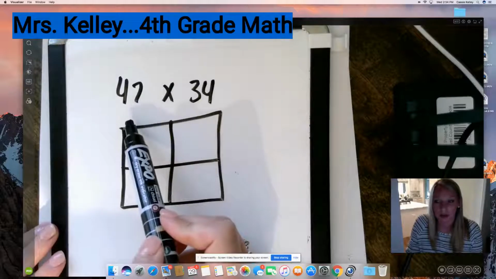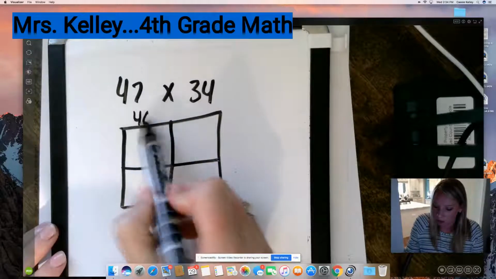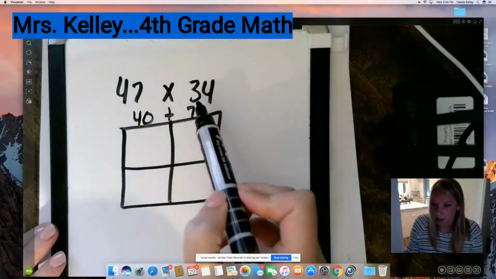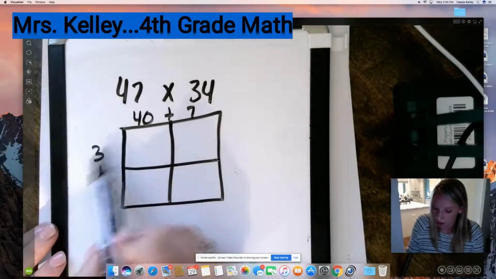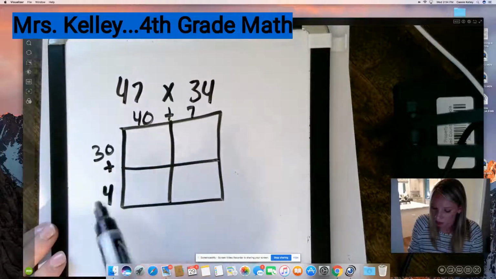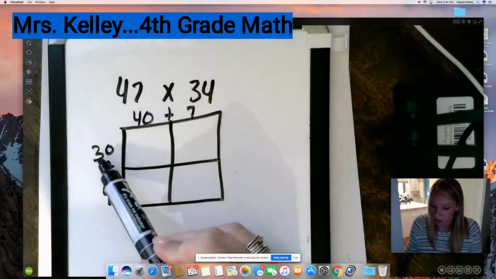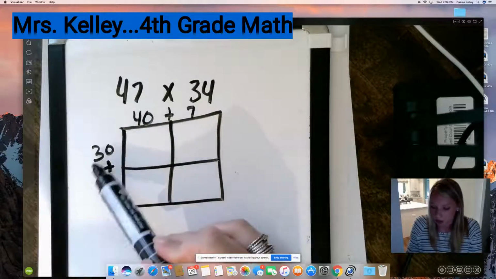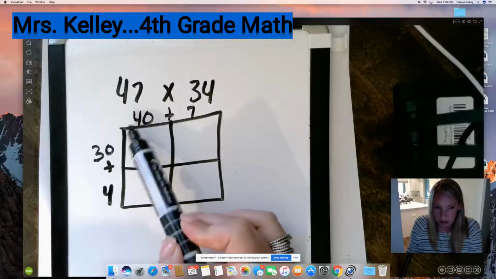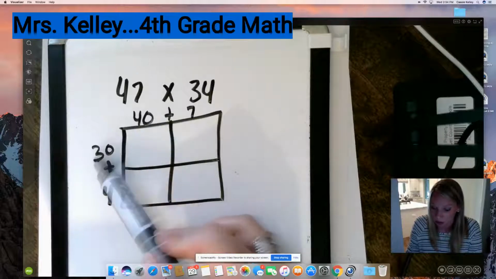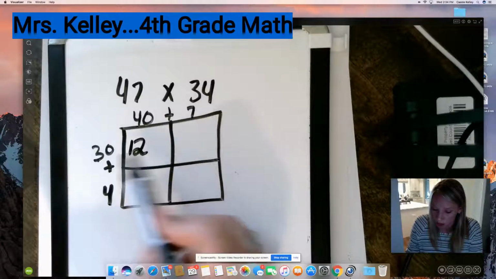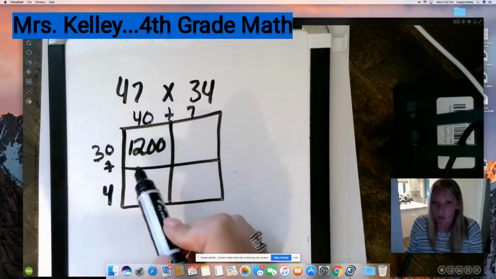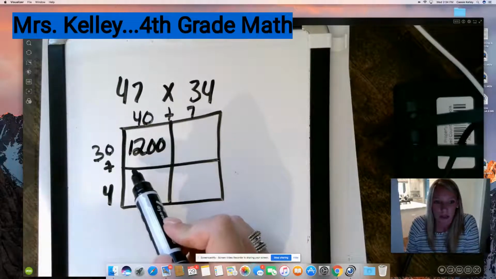Okay, once I have my problem written down, I draw my area model, and I'm going to expand 47. So it becomes 40 plus 7. Then I'm going to expand 34, and it becomes 30 plus 4. All right, 30 times 40. Here's a trick when we're multiplying by tens. You can multiply the single digits and then add the zeros, right? So 3 times 4 is 12, and there's 2 zeros in this problem. So 30 times 40 is 1,200.